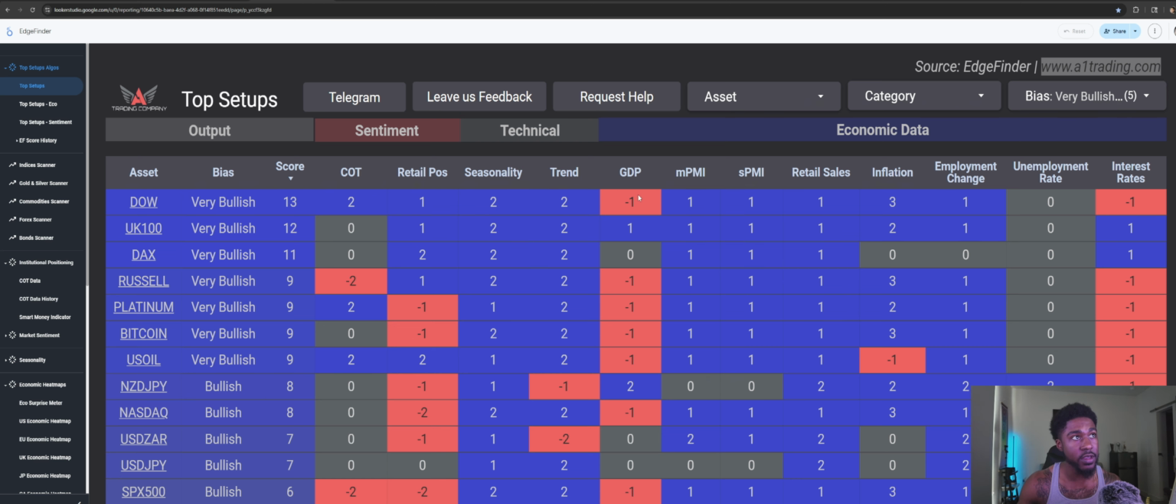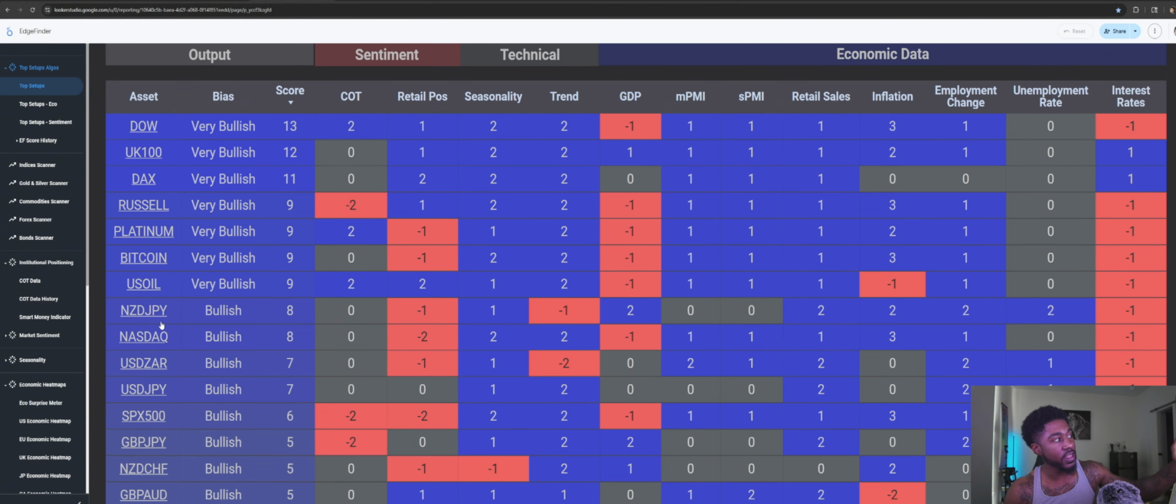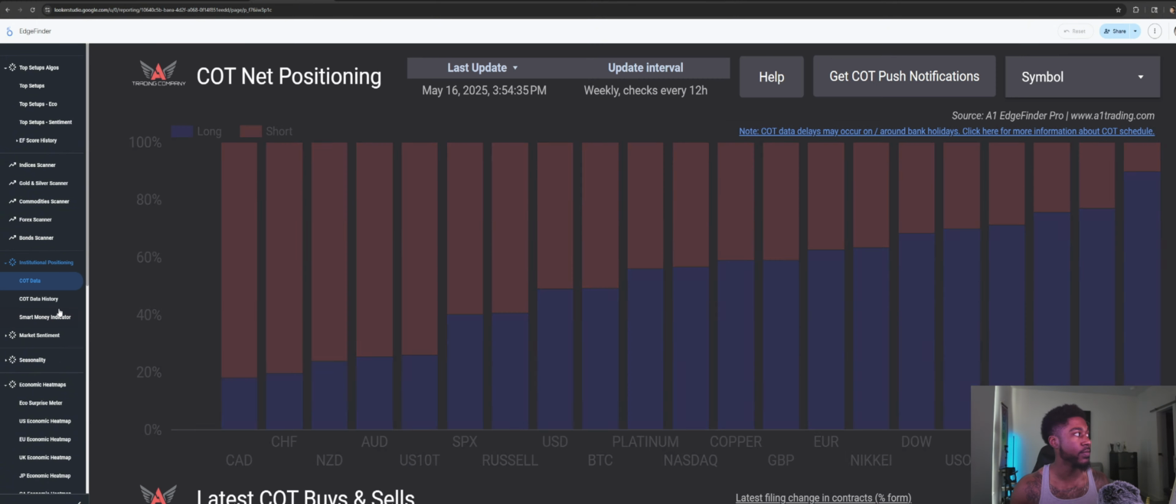How weak is it? We have GDP, PMI, services PMI, manufacturing PMI, retail sales, inflation, employment change, unemployment rate, and interest rates. So it's calculating everything within these economies and comparing them to one another to give you a number, or give you a top setup. And on top of that, I can come down here to COT data, right?